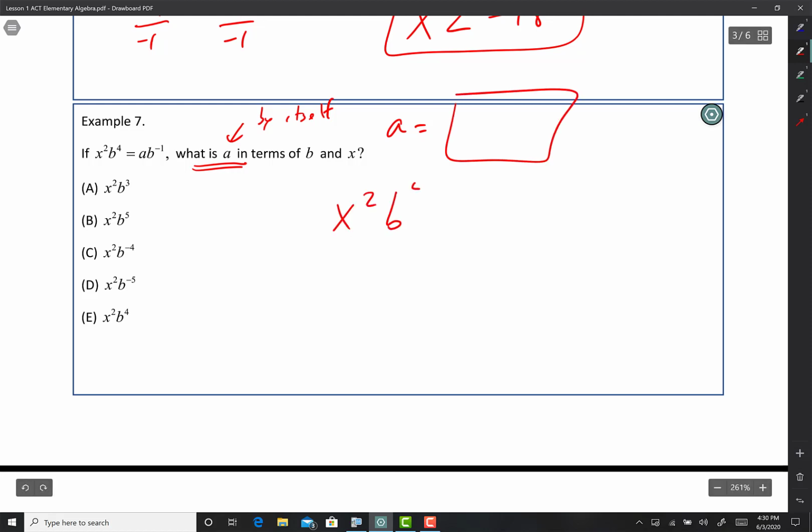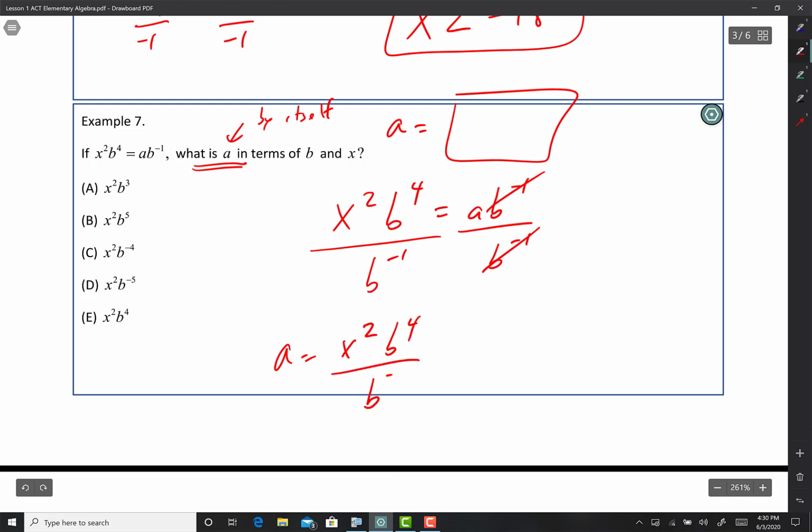So let's see. X squared b to the 4th equals a b to the negative 1. If you wanted to, you could rewrite this as a over b and then times b times b. But I just like to do this. Divide by b to the negative 1. Divide by b to the negative 1. These go away. So a equals x squared b to the 4th over b to the negative 1. Remember what this means. B to the negative 1 means it comes up. So x squared times b to the 4th times b to the power 1.